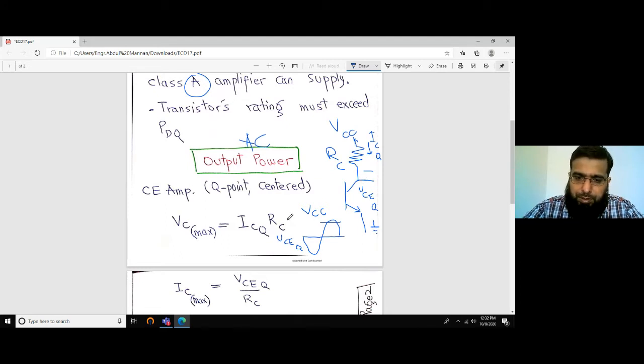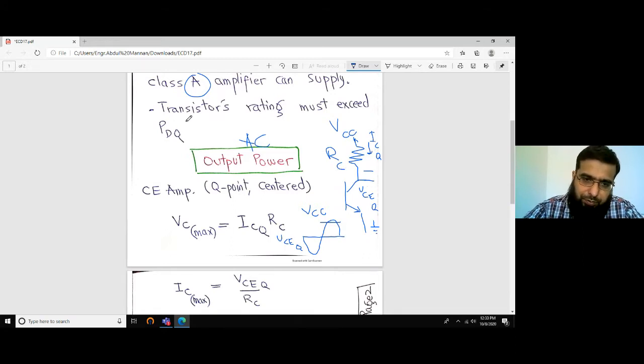So this is the starting point, the basis point for this output AC to swing, and this is the margin it has on the positive side. So what's that margin? It cannot exceed VCC. So if VCC is this voltage drop plus VCE, then the margin would be VCC minus the VCEQ. So this ICRC is the margin.